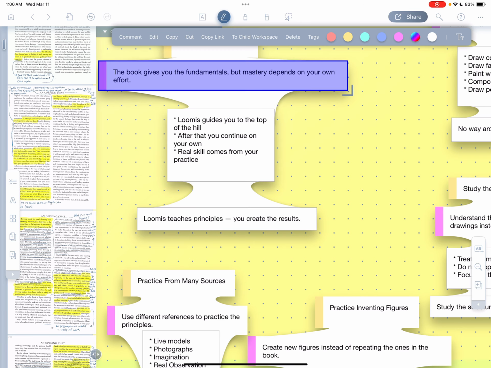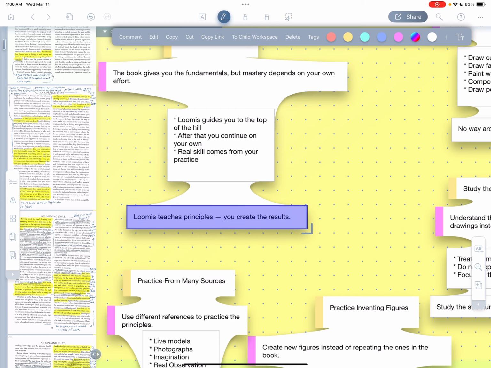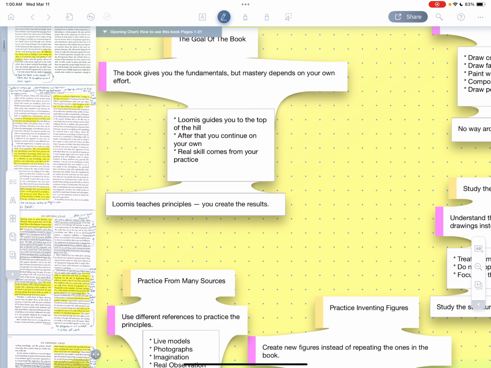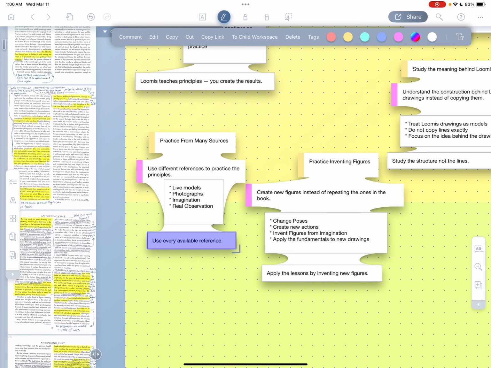It's kind of like college, man. In college, they teach you how to teach yourself. And Loomis will teach you how to teach yourself. Where you run with these skills will depend on how far you go. So Loomis teaches principles. You create results. And practice from many sources. He tells you up front not to just use this book. The key concept is to use different references to practice the principles in this book.